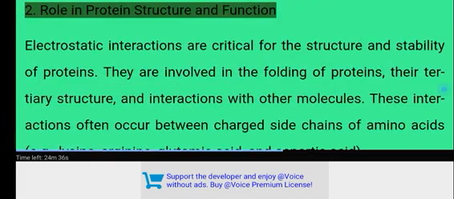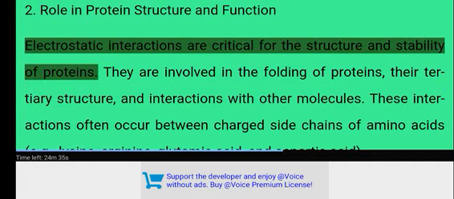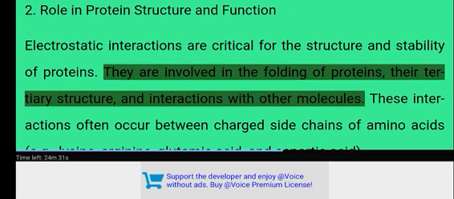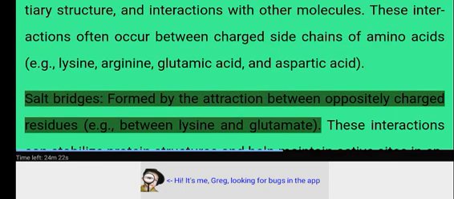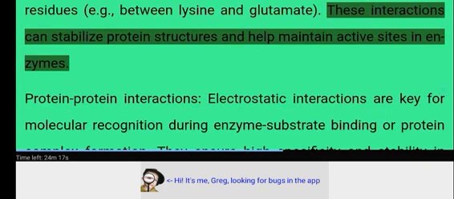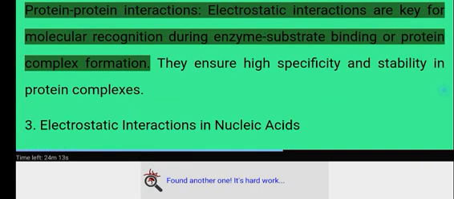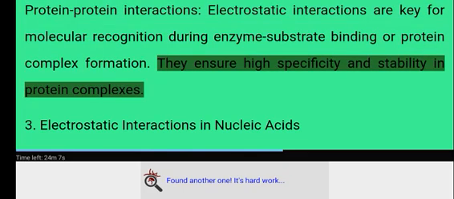2. Role in protein structure and function. Electrostatic interactions are critical for the structure and stability of proteins. They are involved in the folding of proteins, their tertiary structure, and interactions with other molecules. These interactions often occur between charged side chains of amino acids, e.g., lysine, arginine, glutamic acid, and aspartic acid. Salt bridges, formed by the attraction between oppositely charged residues, e.g., between lysine and glutamate. These interactions can stabilize protein structures and help maintain active sites in enzymes. Protein-protein interactions. Electrostatic interactions are key for molecular recognition during enzyme-substrate binding or protein complex formation. They ensure high specificity and stability in protein complexes.